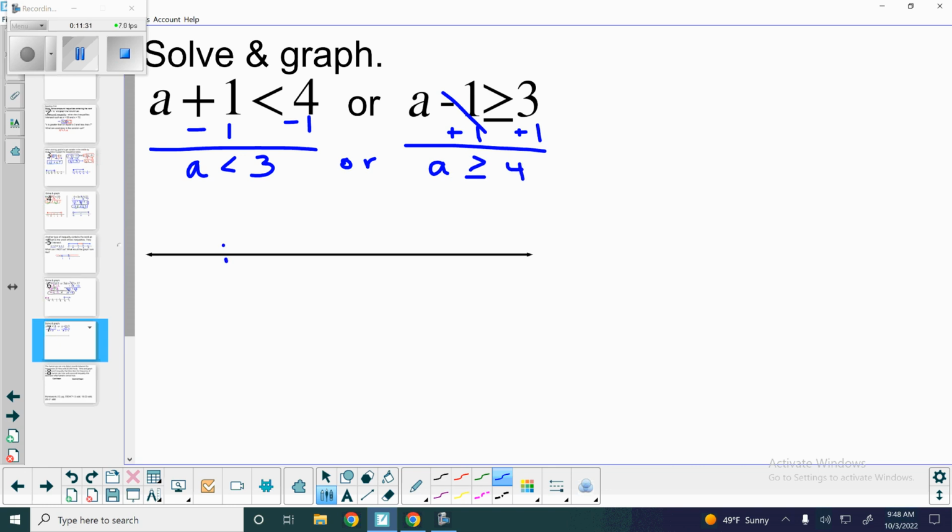Okay, so I'm going to do 2, 3, 4, and 5. Okay, a is less than 3, that's going to be an open circle. And then a is greater than or equal to 4, that's going to be closed. So that's what your inequalities are going to look like.